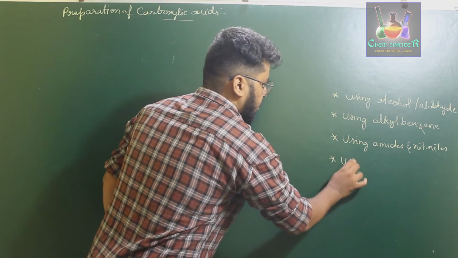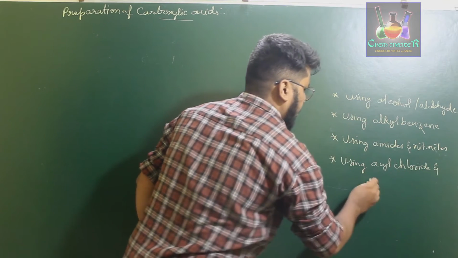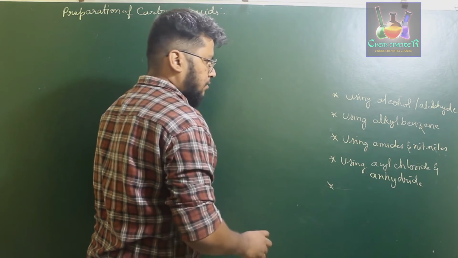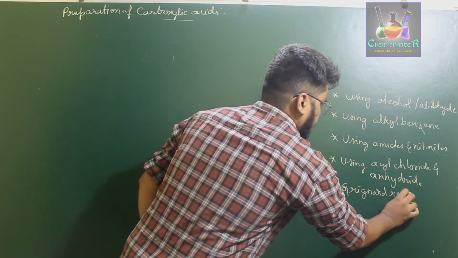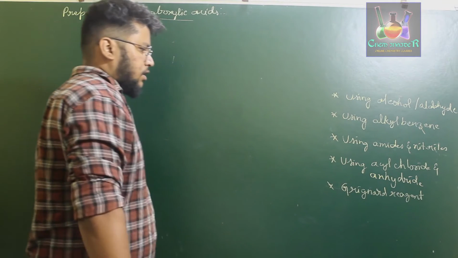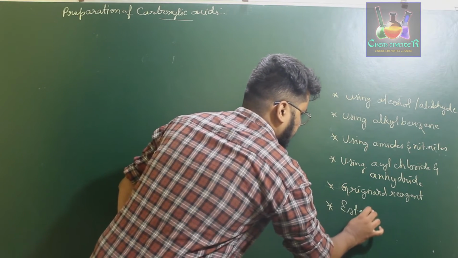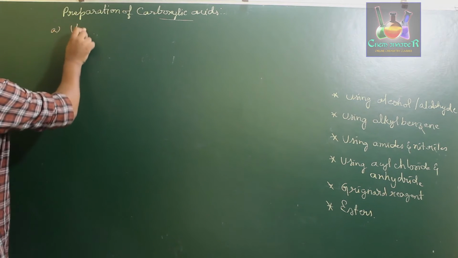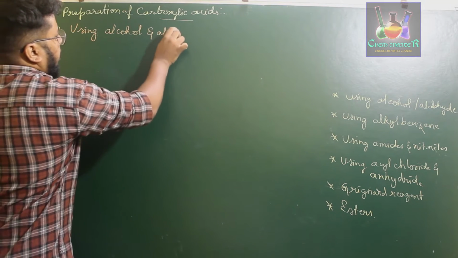Next, we will be using acyl chlorides and anhydrides. Next, we will be using Grignard reagent, and there is one more method of preparation using esters. So these are the 6 different methods of preparation of carboxylic acids. Out of that, we will discuss the first one now, that is using alcohols and aldehydes.